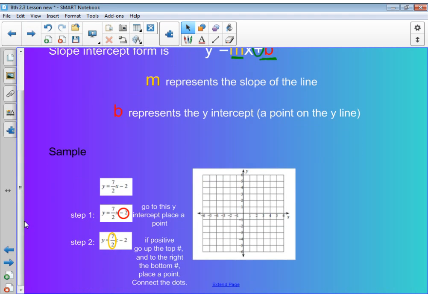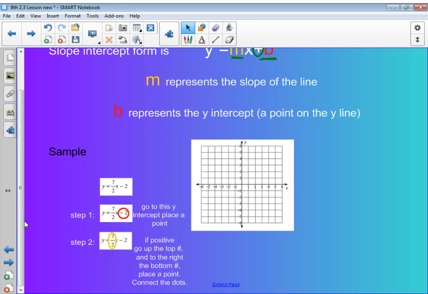As I look through this sample, I'm going to move my graph up a little bit. As I work through this sample, you'll see that I've got y equals 7 over 2x minus 2. Yesterday we worked on identifying which of those was the y-intercept and which was the slope. When we solve these, we always have to start with the y-intercept. That is going to give us our first point.